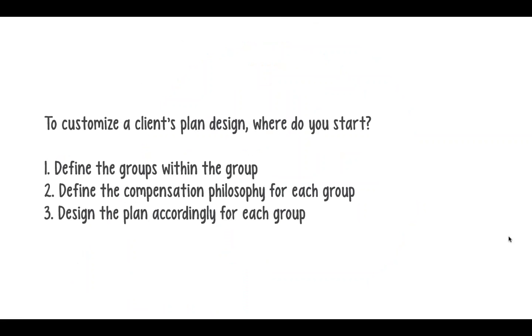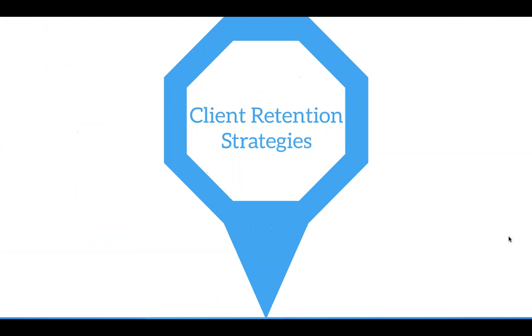So when you customize a plan design, as we've talked about these three examples, the feedback that we get from advisors is, where do you even start? How do I start to define a custom plan? Well, we would say first, define the groups within the group. Second, talk to the client about defining their compensation philosophy for each group, because as Rob pointed out, it's not necessarily going to be the same for the CEO or the business owner and that new CSR who's been there for 6 months. And then use that information about the groups and the compensation philosophy to design the plan, design the promise accordingly for each group within the group.